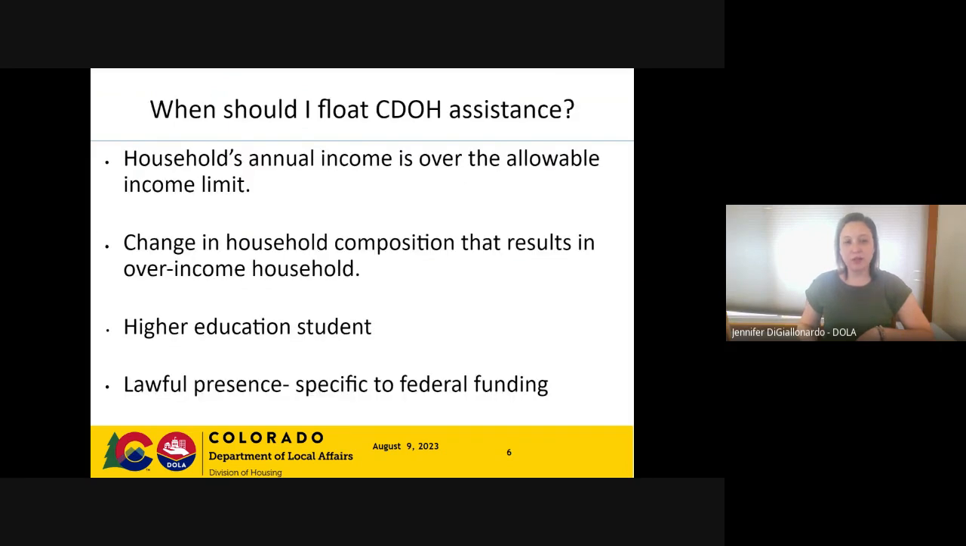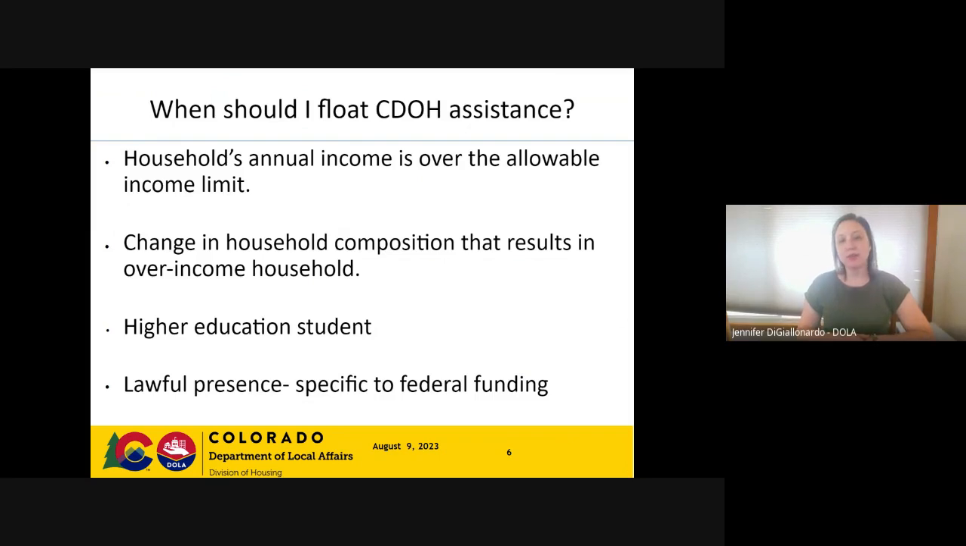So when should I float CDOH assistance? Examples would be when a household is over the allowable income limit. Maybe there's an increase in their wages, maybe they have new benefits, and that puts them over the allowable limit. Maybe there's a change in household composition that results in an over-income household. Someone left, someone joined the household, and now they're over that allowable limit. Maybe it's a higher education student, which means that we cannot overlap that HOME funding with that unit.